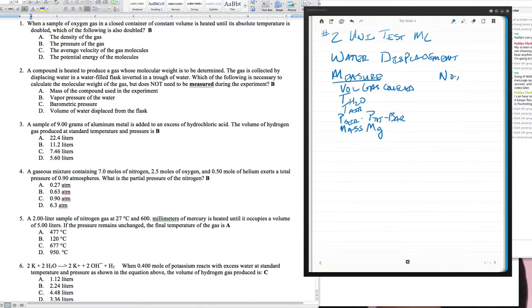What we did not measure, what we actually had to look up in a table, was the pressure of the H2O, the vapor pressure, at a given temperature. So in this choice, this was choice B. The vapor pressure of the water, we did not measure that. We had to use Dalton's law, P total minus the pressure of the water that we got from the table, to get the pressure of our gas. We looked it up, it could be in a book, and it's based upon the temperature of the water.